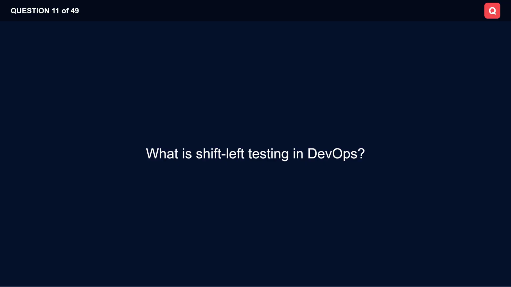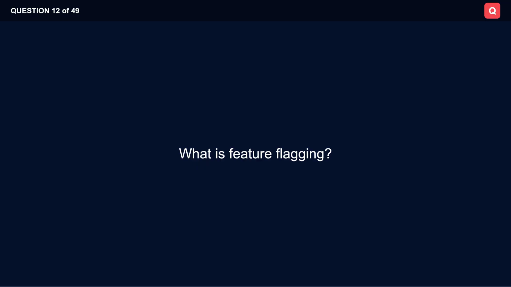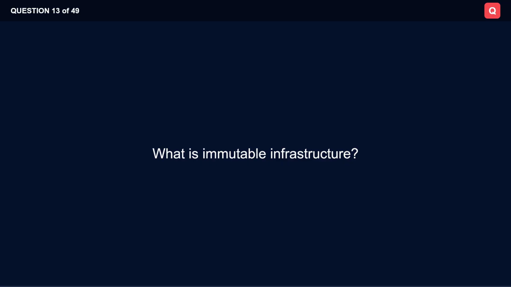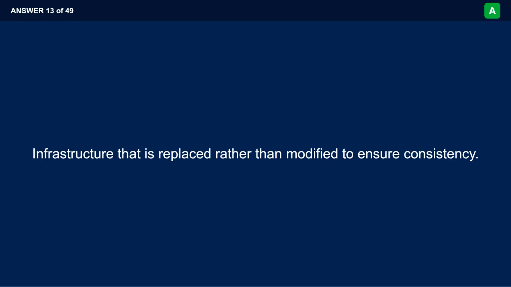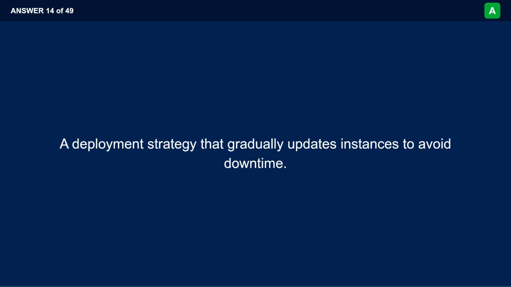What is shift-left testing in DevOps? Shift-left means testing earlier in the development lifecycle to catch bugs sooner. What is feature flagging? Feature flags allow enabling or disabling features without deploying new code. What is immutable infrastructure? Infrastructure that is replaced rather than modified to ensure consistency. What are rolling deployments? A deployment strategy that gradually updates instances to avoid downtime.